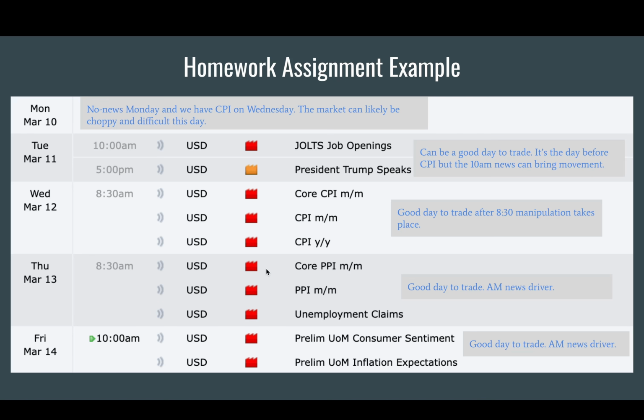A little bit extra would be to go into your charts and study these days. If you have a no news Monday, go into your chart that day. What did it look like? If you have CPI on Wednesday, go into the London session right before CPI. What did that session look like? Did it look high resistance? Did it look low resistance? And you should know what that looked like based on lecture 1.